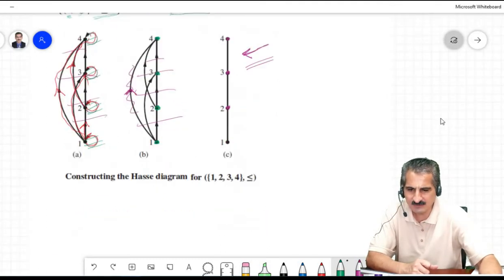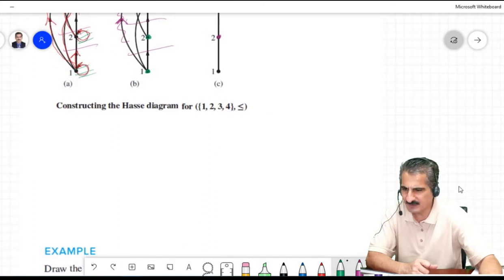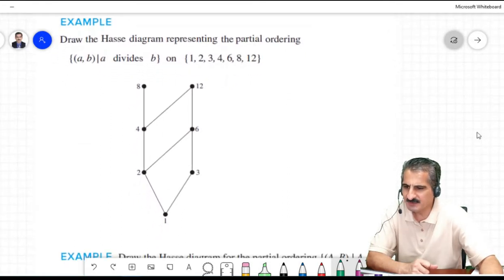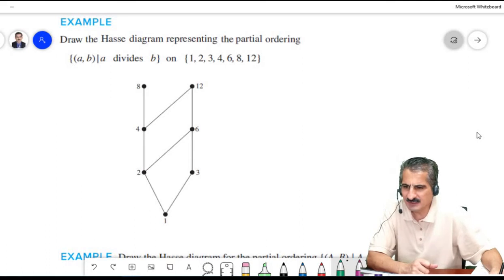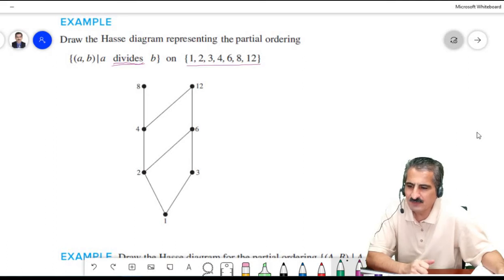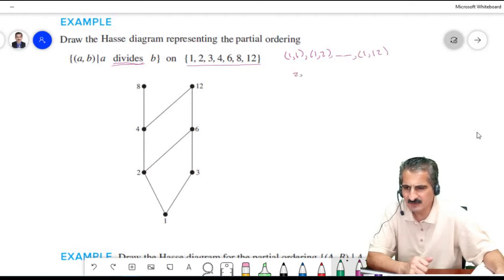Okay, let's look at more examples for the Hasse diagram here. Draw the Hasse diagram representing the partial ordering of these sets. Now the partial ordering is divides. This is a partial ordering, this is not a total ordering. So 1 divides 2 and 1 divides 3. 1 divides every one of them. So it is a hassle to write them all: 1, 1, 1, 2, and then we keep going all the way to 12, and then 2 will divide 4 and 2 will divide 6.